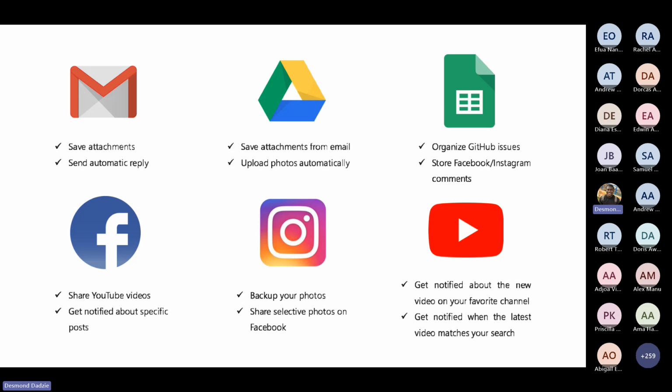You can organize GitHub issues, store Facebook and Instagram comments. You can share your YouTube videos on Facebook. You can get notified about specific posts. If you have backups, you want to back up your photos, you can do all of this. You can share selected photos on Facebook. If you'd like to be notified about a new video on your favorite channel, Power Automate can help you achieve all of these awesome tasks.